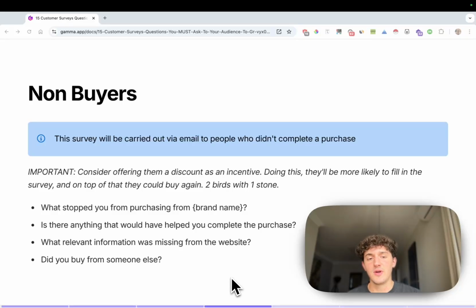By asking these questions, you're going to be able to understand, first off, why they didn't purchase from you, what elements they would have liked to see, what information they would have liked to see in order to buy, what the most important information missing from the website was, and also if they bought from somebody else, so you can see who the competitor is and what they're doing differently from you.